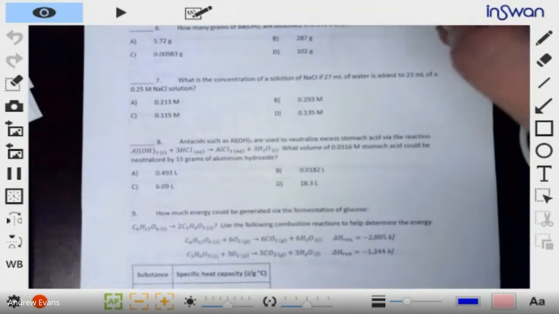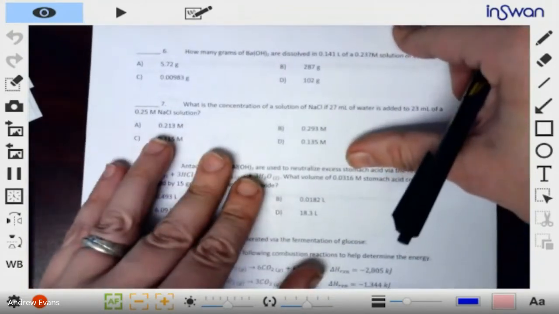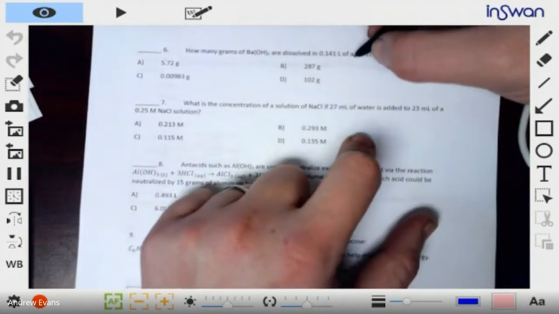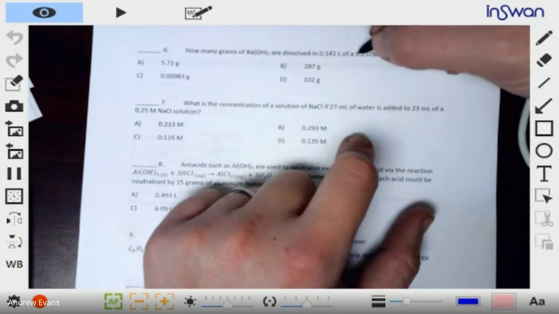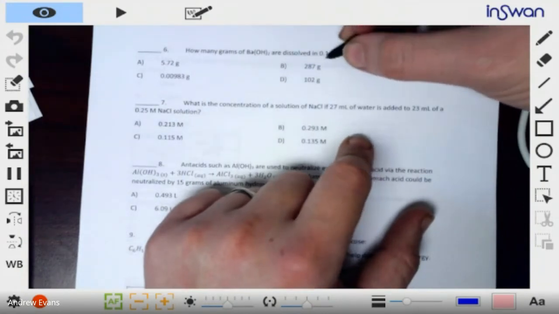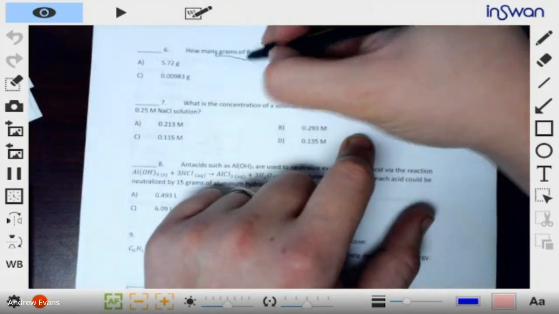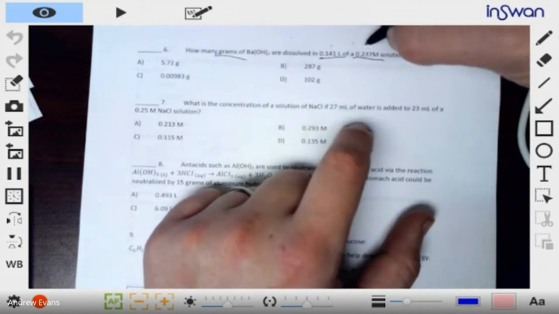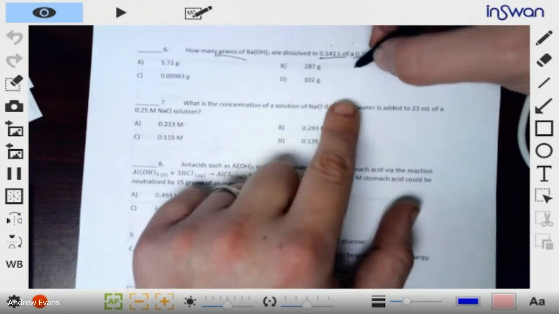Moving right along. Problem 6. How many grams of barium hydroxide are dissolved in 0.141 liters of 0.237 molar solution? So we've got a molarity, we've got a volume. I'm asking for grams. That's where I'm going, molarity to grams instead of grams to molarity. But that's the basic premise.